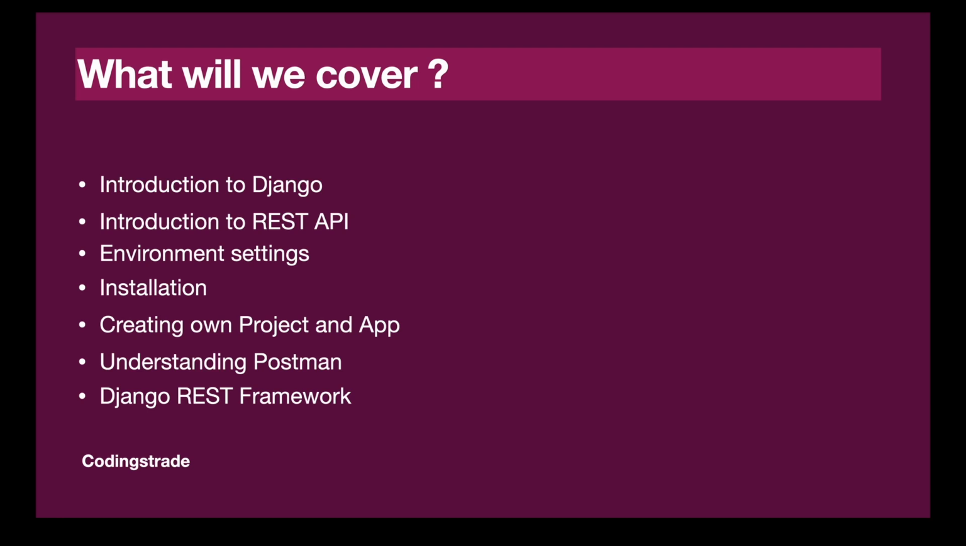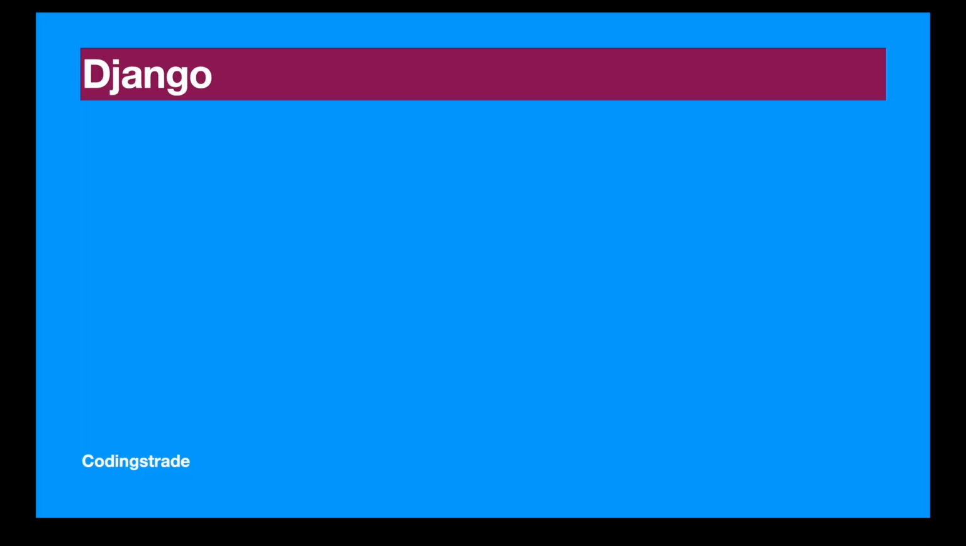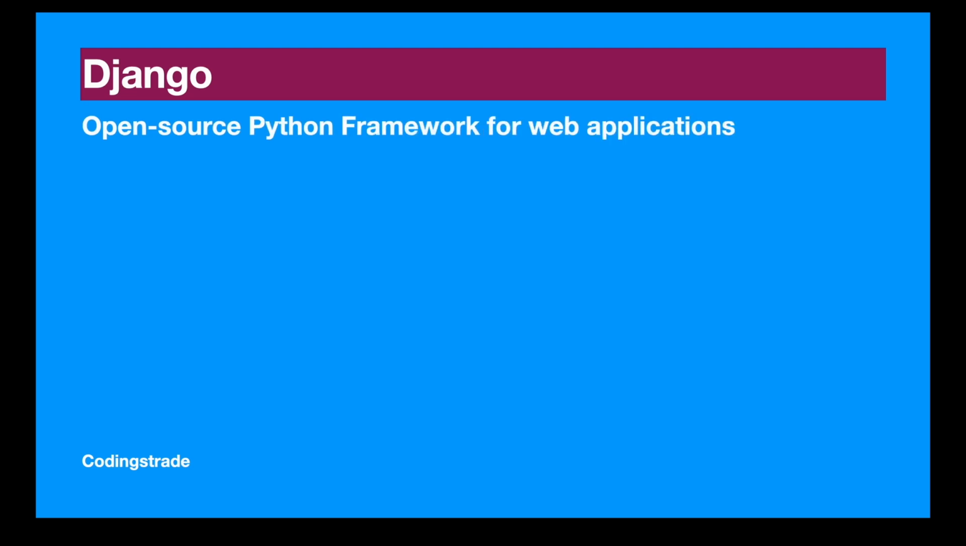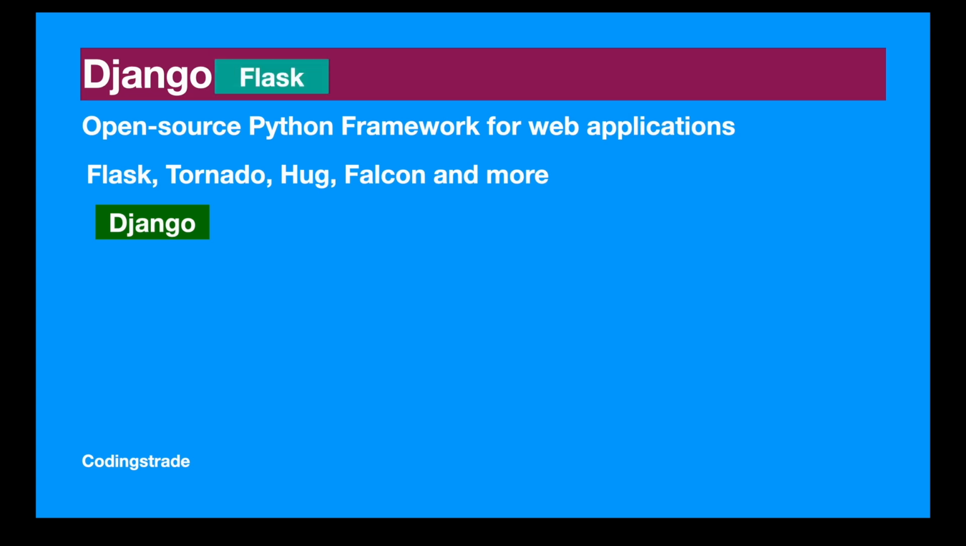So let's first of all understand what Django is. Now Django is an open source Python framework and it's used for web applications. And there are many other Python frameworks which you can use. For example, there are Flask, Tornado, Hug, Falcon, and there are many of them. But Django and Flask are the most used and most famous frameworks of Python.